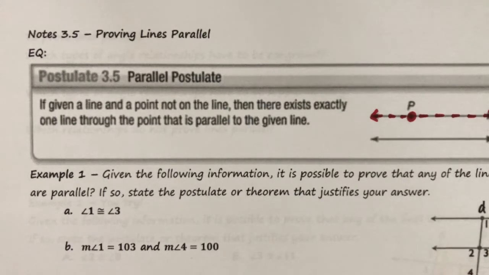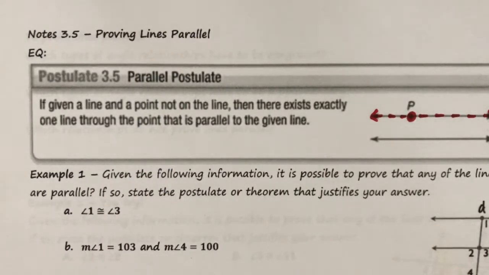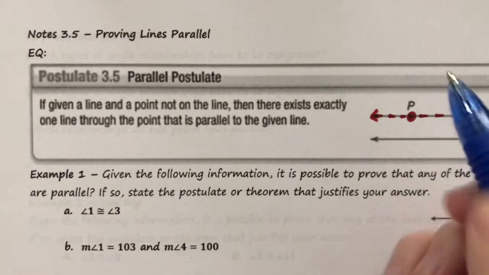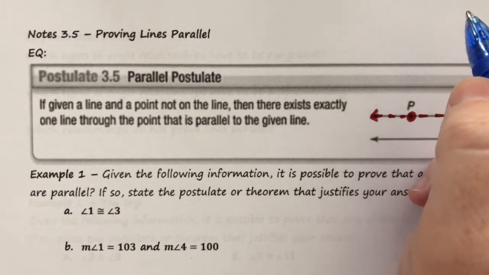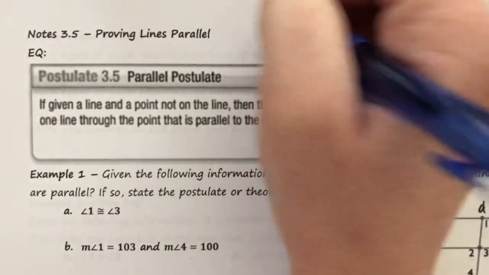Right, last lesson of chapter 5. Today we're going to be proving lines parallel. Previously we learned a whole bunch of rules about angle relationships when lines are already parallel. So we are going to be using the postulates and theorems from lesson 3-2. I'm going to put that up here.